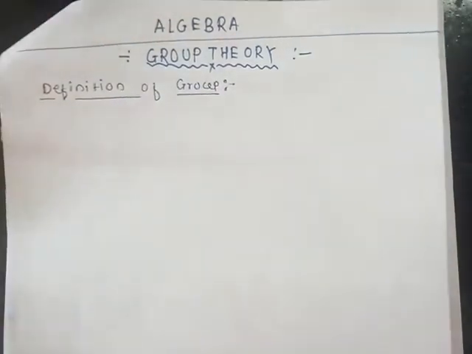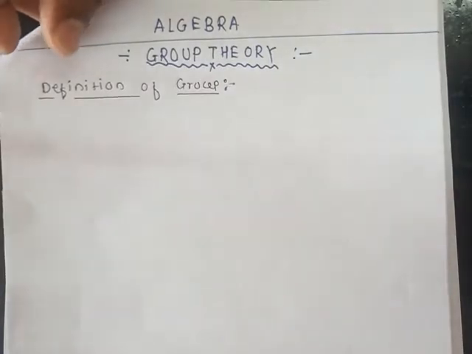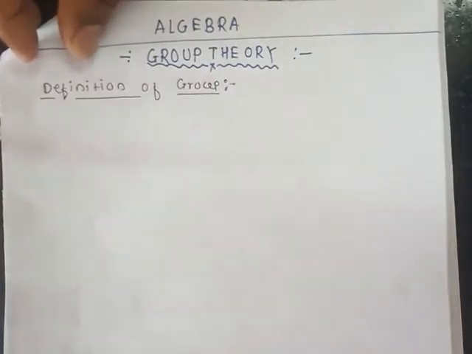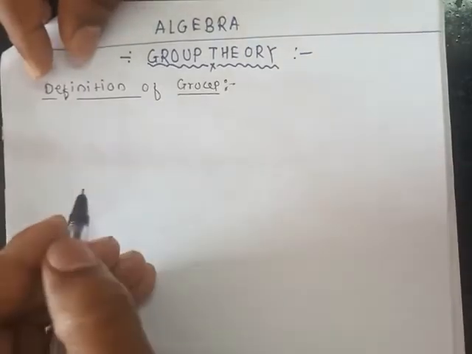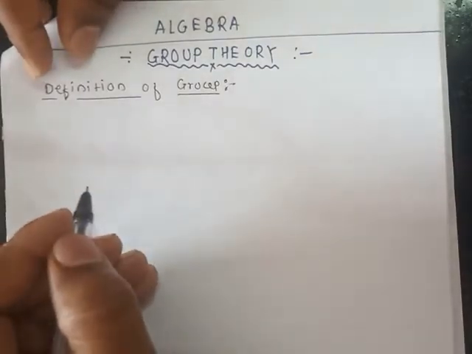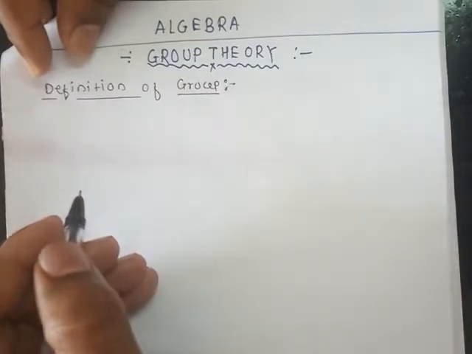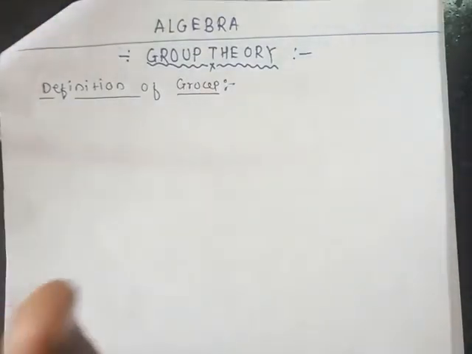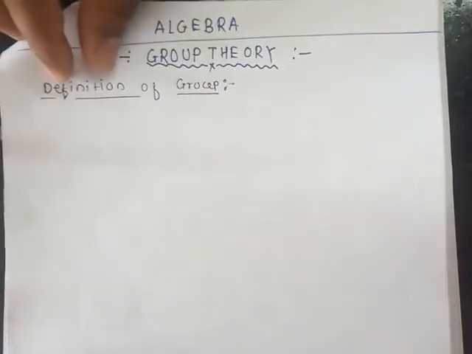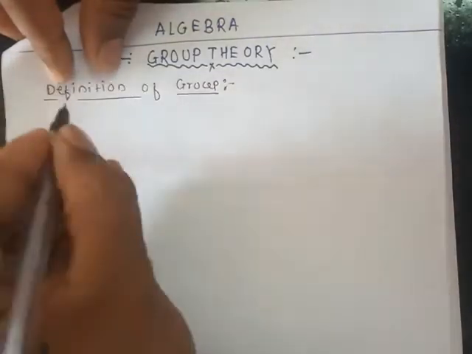Before starting the definition of group, we must know what is meant by the binary operation. The binary operation is nothing but an operation star defined on G cross G to G, that is, it is a mapping defined from G cross G to G. So what is the binary operation?